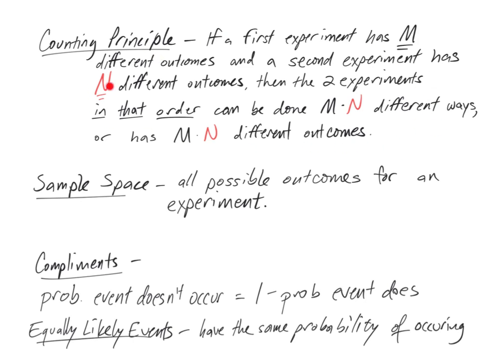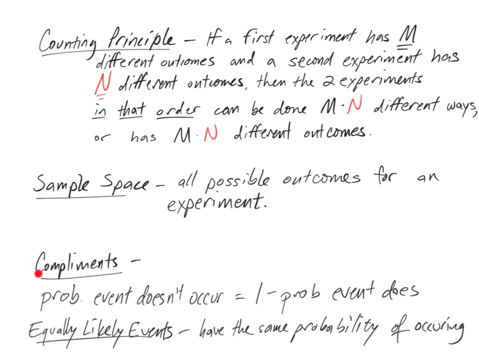I'm going to do an example of this on the next slide just so you can see what's going on with that. But quickly following this definition, I have the definition for sample space. The sample space for an experiment is all the possible outcomes for that experiment. So when we start computing probabilities, we will need to know exactly how many different outcomes there are for that experiment in order to start figuring out the probabilities of an event.